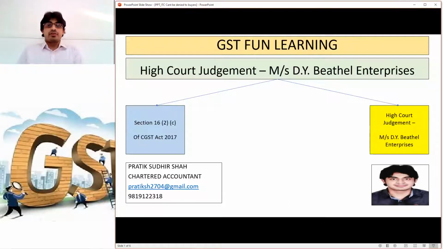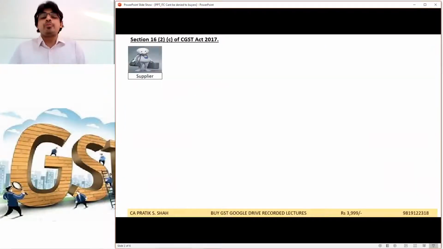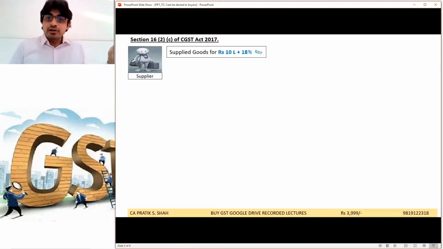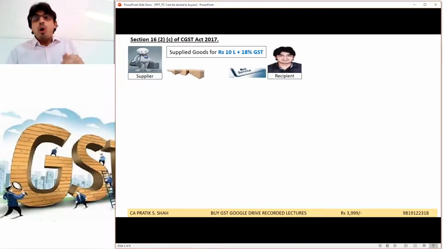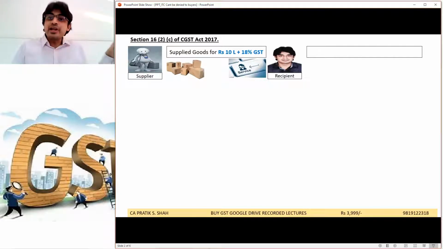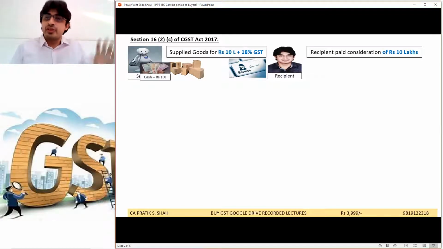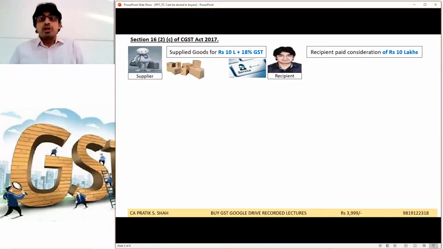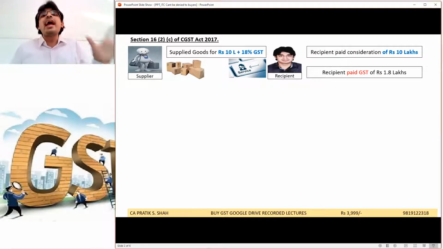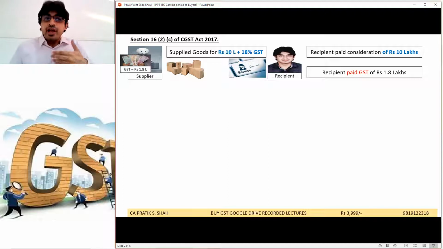Okay, example. Say from this supplier, I've either purchased goods or service of 10 lakh plus 18% GST. Now, as a recipient, I paid consideration of rupees 10 lakh, net value of 10 lakh, to the supplier. Also, the applicable GST of 1 lakh 80, that also I paid to the supplier. So recipient has paid the GST to the supplier.